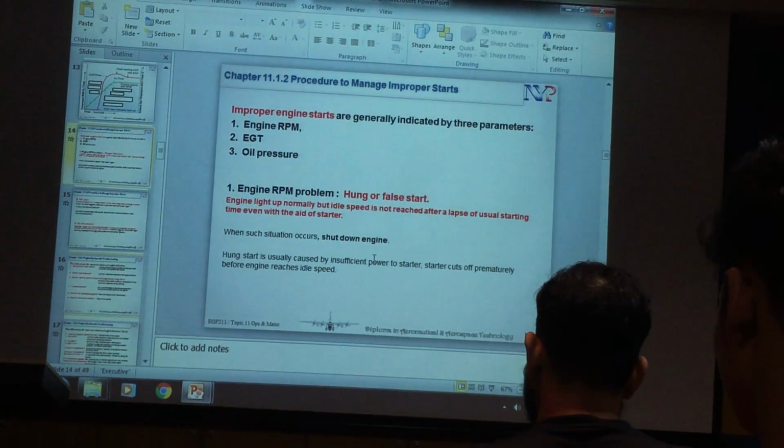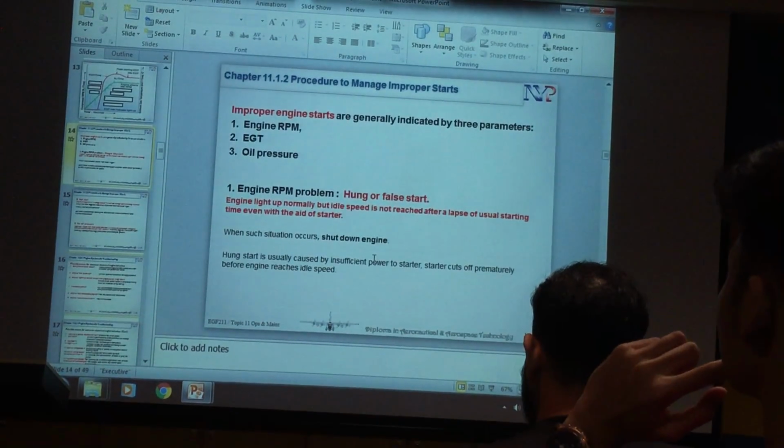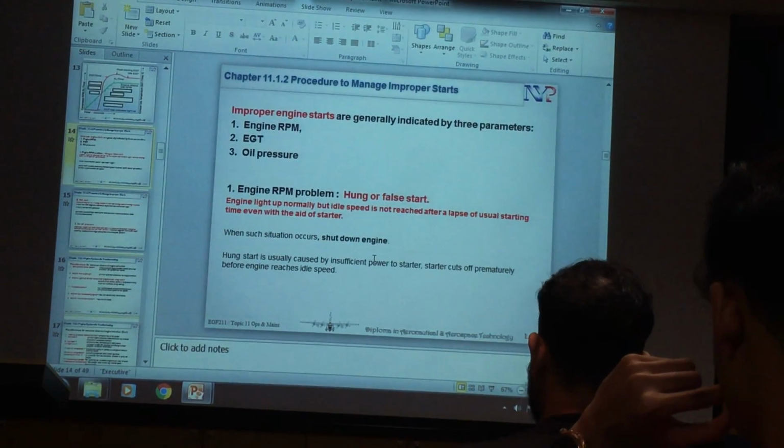Hung start, hot start. Hung start means what? False start. Hung start cannot reach idle RPM. So what are the causes?